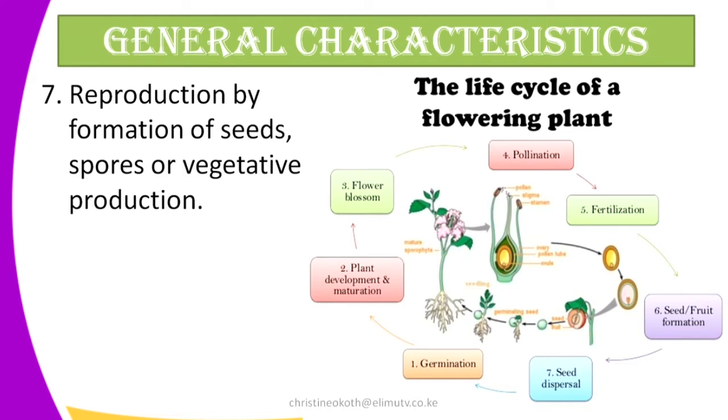Pollination is the transfer of pollen grains from anthers to the stigma, either of the same plant or of another plant. After pollination, the plant will undergo fertilization, and finally the seeds and the fruits are going to form. When the seeds are formed, they will be dispersed either by animals or by themselves using agents like the wind. So that is the life cycle of a flowering plant. We are looking at reproduction as part of the general characteristics of plants.